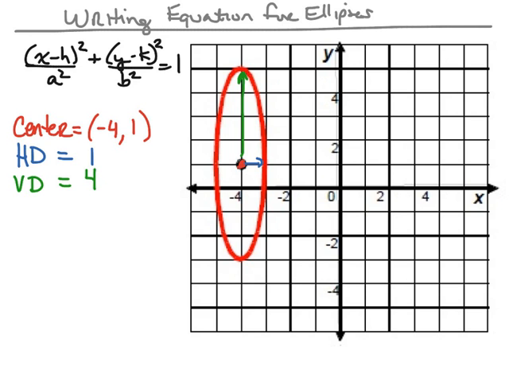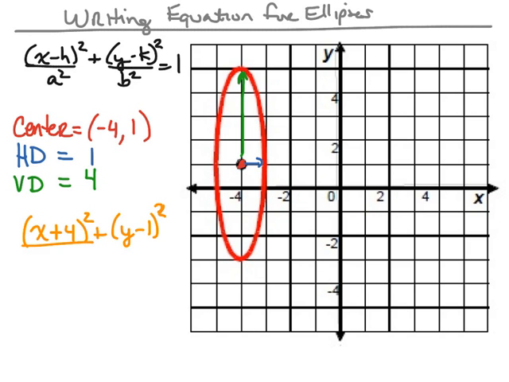Now the center is at -4, 1. But remember, in our equation it says x minus h. So what we're going to do is we're going to use the opposite of the x value. So instead of using -4, it now becomes a +4. Same thing with y minus k. Since it says minus k, we're going to use the opposite of our y value. And the opposite of a +1 would be a -1.